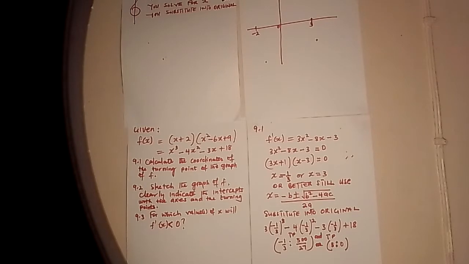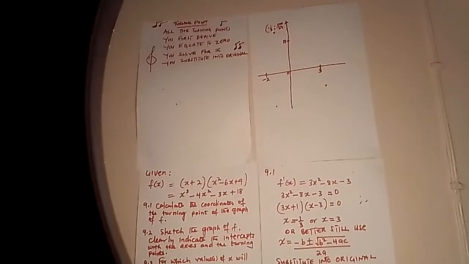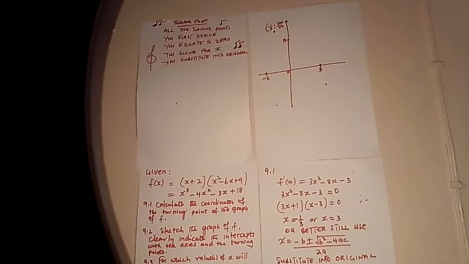Guys, when we say we must calculate the turning point, we must know how to calculate the turning point of a cubic function. So I'm going to teach you a song. The words of the song say: all the turning points you first derive, you equate to 0, you solve for x, then you substitute into original. So this is how we sing it.